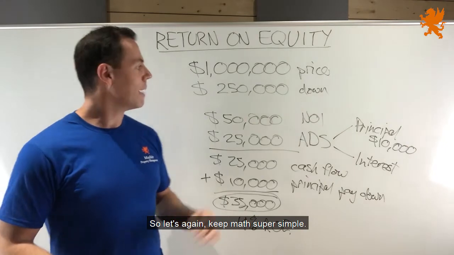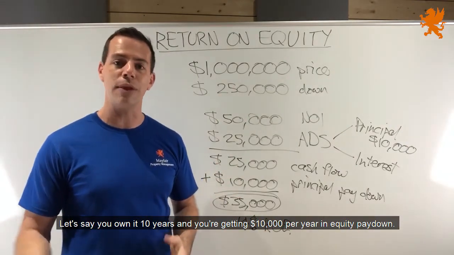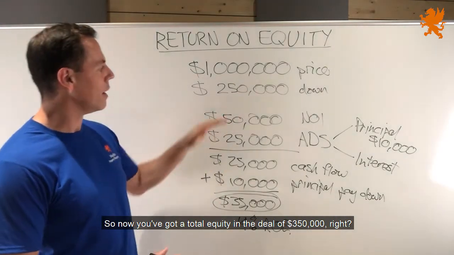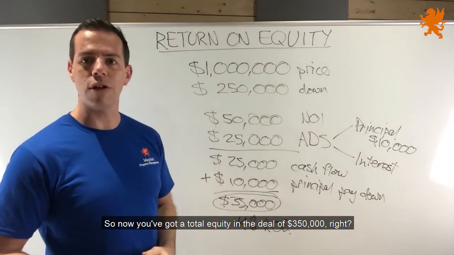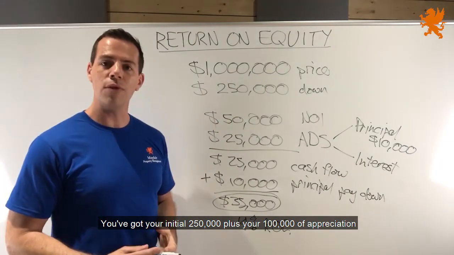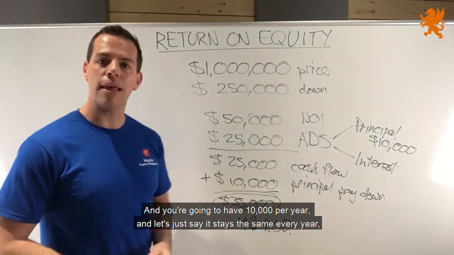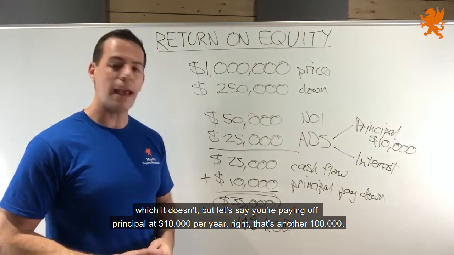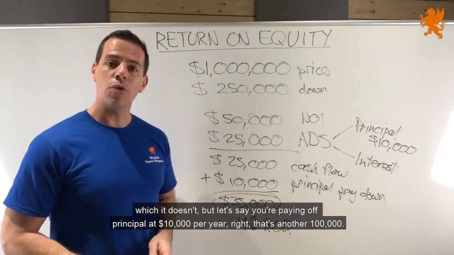So let's, again, keep the math super simple. Let's say you own it 10 years and you're getting $10,000 per year in equity. Over 10 years, you're going to have another $100,000. So now you've got a total equity in the deal of $350,000, right? You've got your initial $250,000 plus your $100,000 of appreciation, and let's say you're paying off principal at $10,000 per year, which it doesn't stay the same every year, but let's say it does. That's another $100,000.